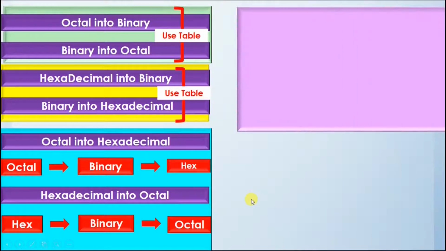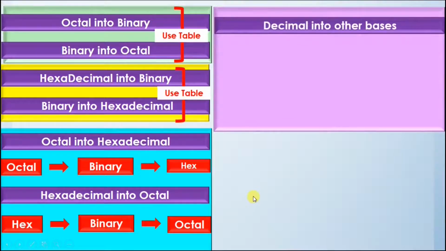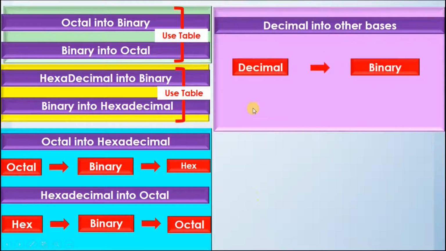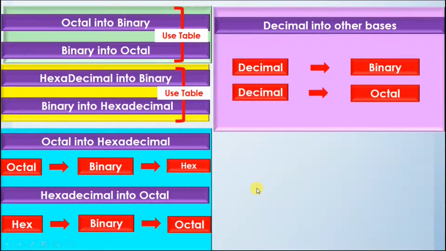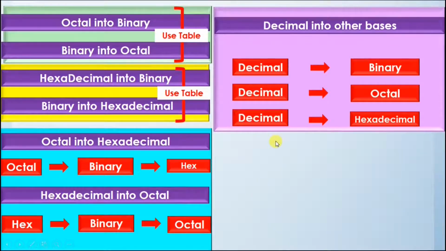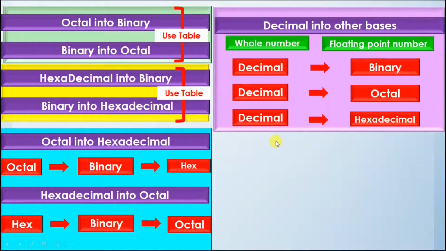So now we move to the next section, that is, we will see how to convert decimal into other bases. First of all, we will see how to convert decimal into binary. Then we will see how to convert decimal into octal, and then we will see how to convert decimal into hexadecimal. Now remember one thing, that the conversion method used for whole numbers is completely different from the method used for floating point numbers. So first of all, we will see how to convert decimal into other bases using whole numbers. We will look at the whole number method.